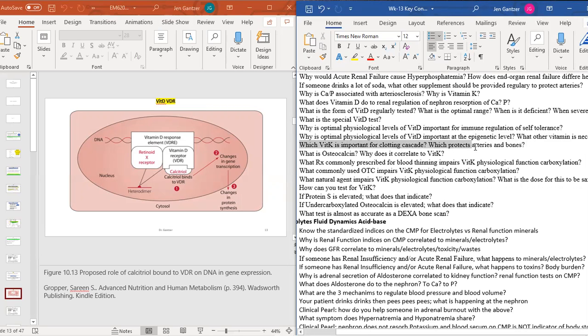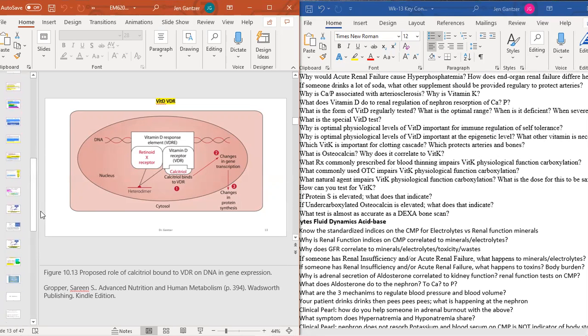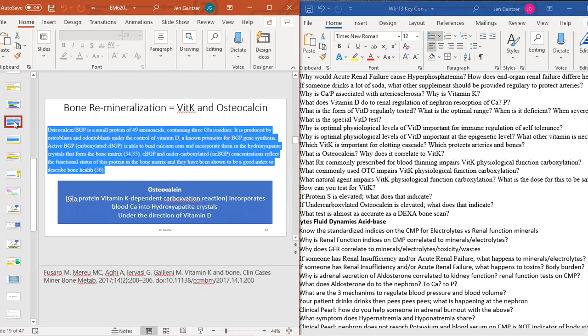Which vitamin K is important for the clotting cascade? We already said that's your phylloquinone, which is your K1. And K2, which is your menaquinone, protects your arteries from arteriosclerosis and your bones from osteoporosis because of that vitamin K dependent carboxylation reaction.